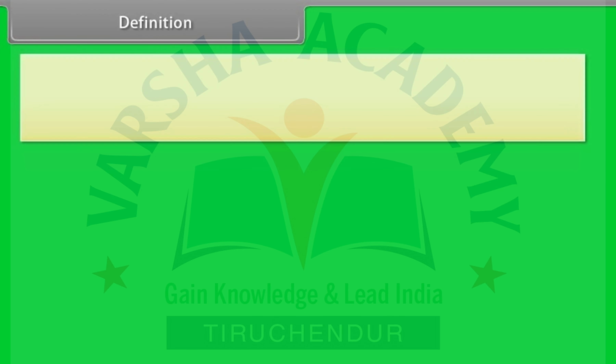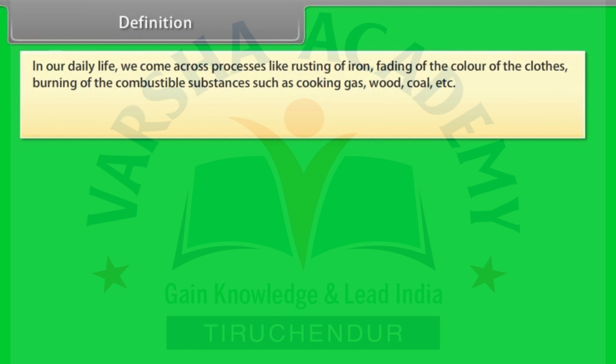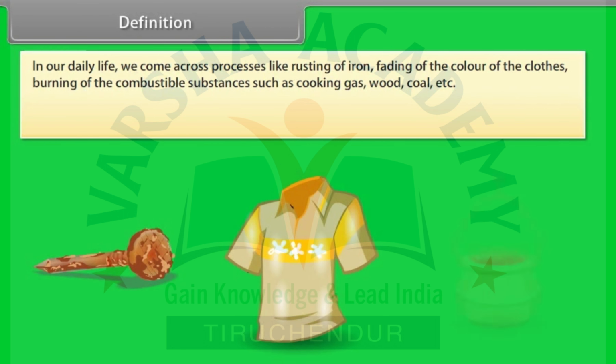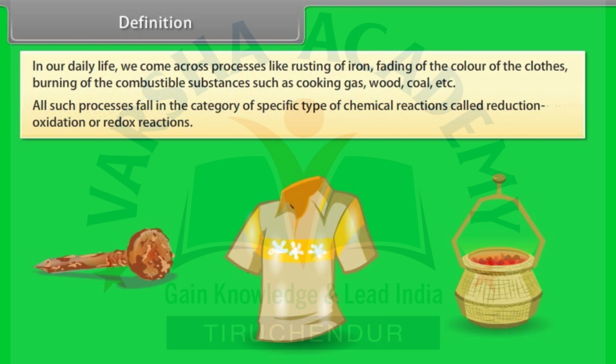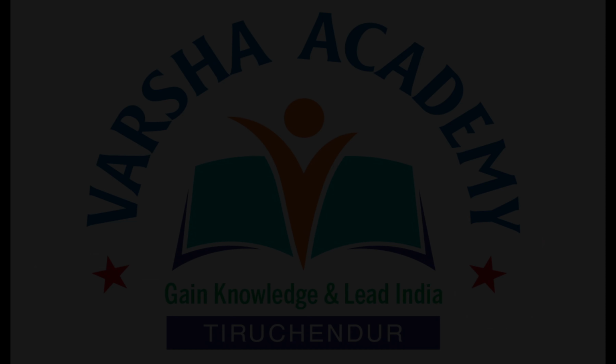Definition. In our daily life, we come across processes like rusting of iron, fading of the color of clothes, burning of combustible substances such as cooking gas, wood, coal, etc. All such processes fall in the category of a specific type of chemical reactions called reduction oxidation or redox reactions.